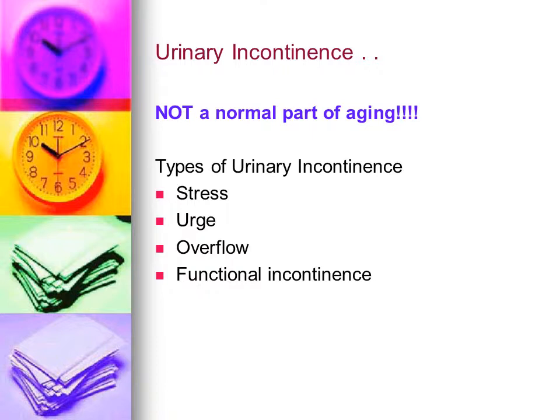Functional incontinence is not bladder related at all. An example would be that the person gets up to go to the bathroom, they have arthritis, and they're not able to walk to the bathroom and get there in time to urinate. Or there's something in the way, on the path from the bed or the chair to the bathroom, and they simply don't have time to get to the bathroom.